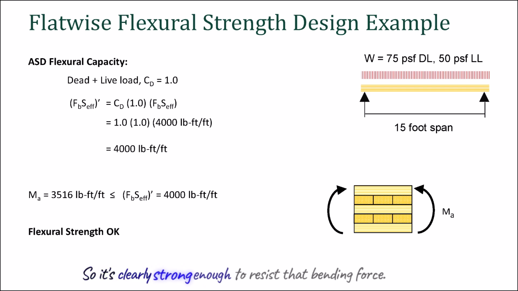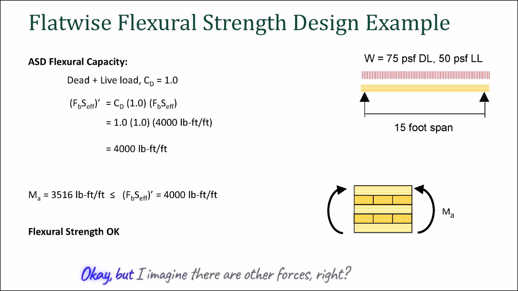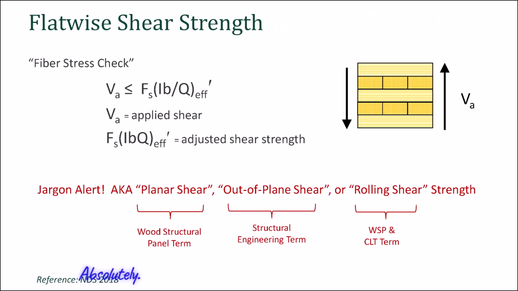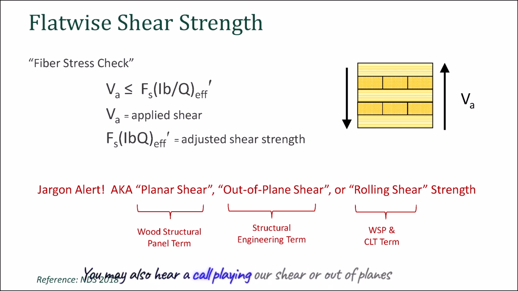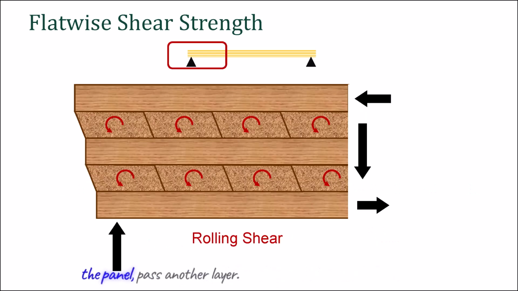So it's clearly strong enough to resist that bending force. Okay, but I imagine there are other forces, right? Like shearing. Is that a big concern too? Absolutely. You nailed it. The next major check is flatwise shear strength. You might also hear it called planar shear or out-of-plane shear, sometimes even rolling shear. Rolling shear. Yeah, imagine trying to slide one layer of the wood within the panel past another layer. That's the kind of internal force we're checking. Okay, I can picture that.